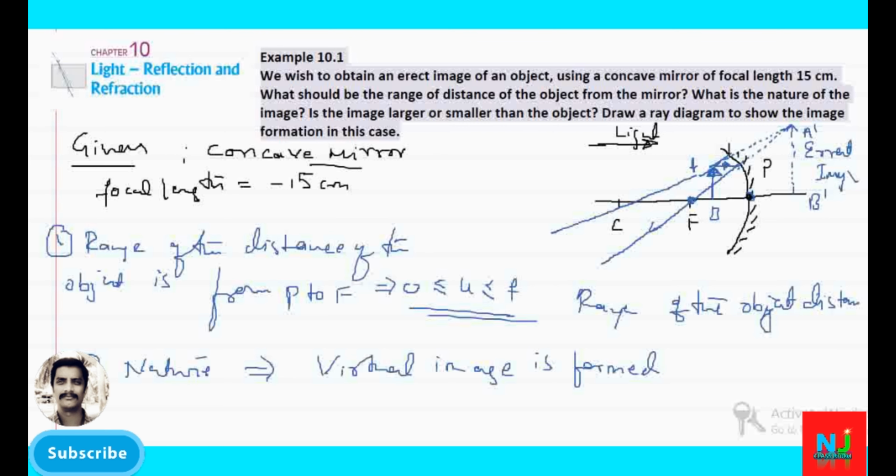Clear? So, is the image larger or smaller? Definitely, the image is larger than the object. That is, an enlarged image is formed. Draw the diagram.